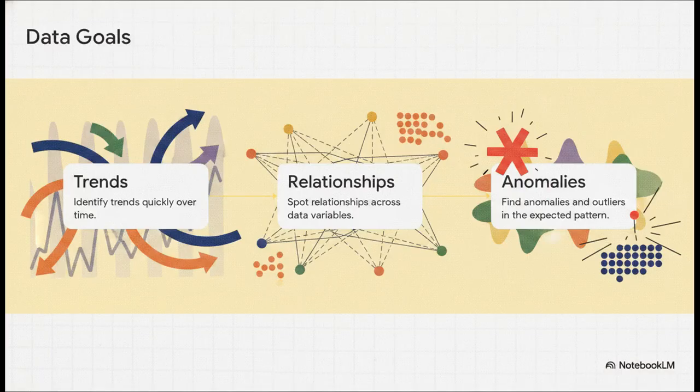The ultimate goals of using these tools, the real mission of any data storyteller, can be boiled down to 3 key actions. 1. Identify trends. 2. Spot relationships between different variables. And 3. Find the anomalies that break the expected pattern. When you hit those 3 steps, you solve the problem of raw data overload, and you uncover clear, actionable truth.